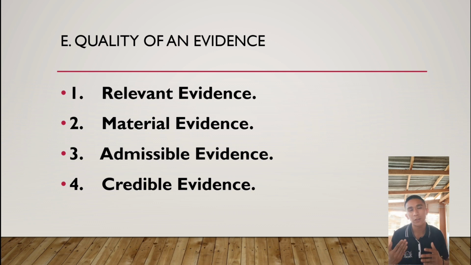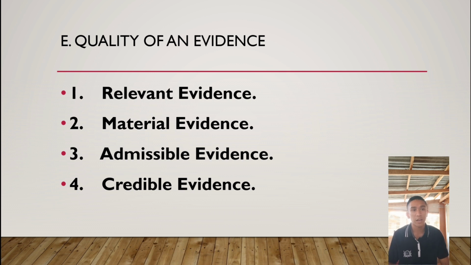So, there are 4 to include. The first one is relevant evidence. This evidence is relevant if it has relation to the fact in issue as to induce belief in its existence or non-existence. The next one is material evidence. This evidence tends to prove the fact in issue and is determined by the rules of substantive law or the rules of court.